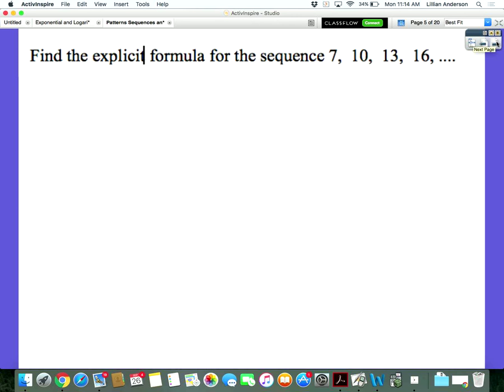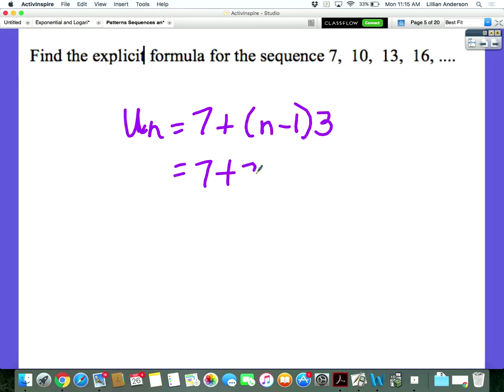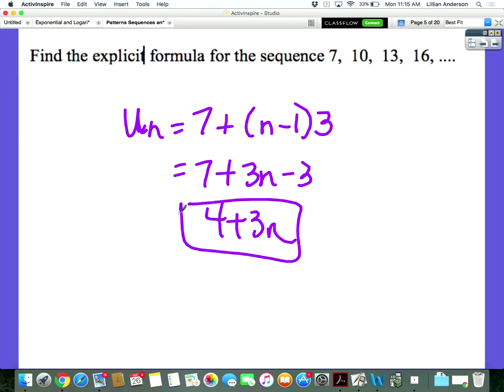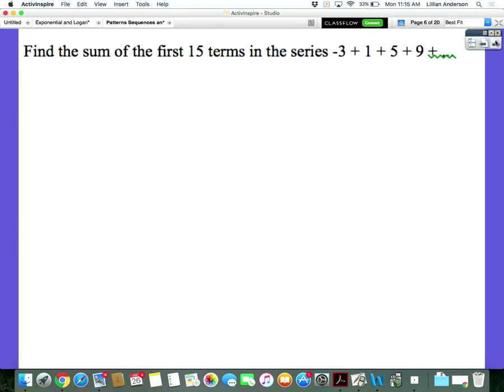Now we're going to find the explicit formula for this sequence. Go ahead and do that. Next up. And that is your explicit formula. Explicit is basically a formula I can use to find any term. So if I ask you to find the 100th term of the sequence, all you have to do is plug in 100. 100 times 3 plus 4 is 304.